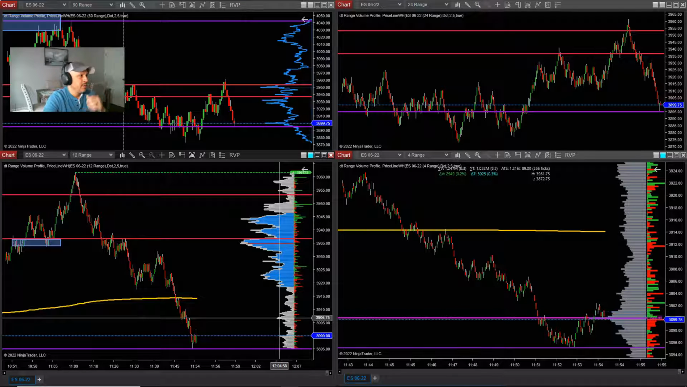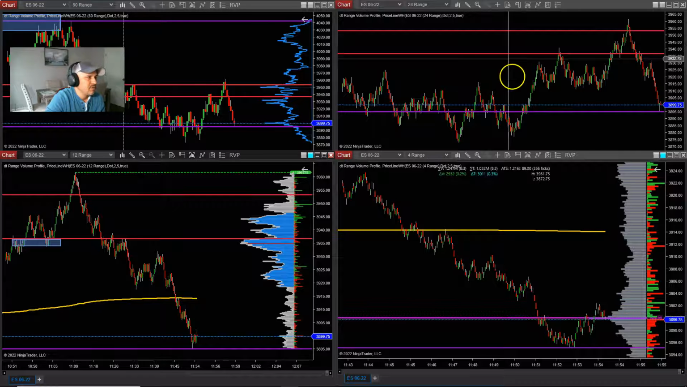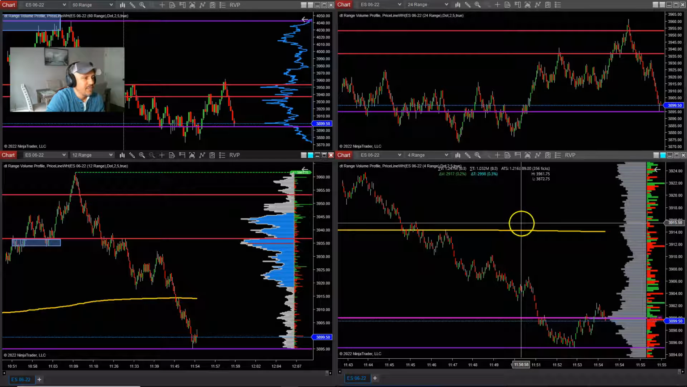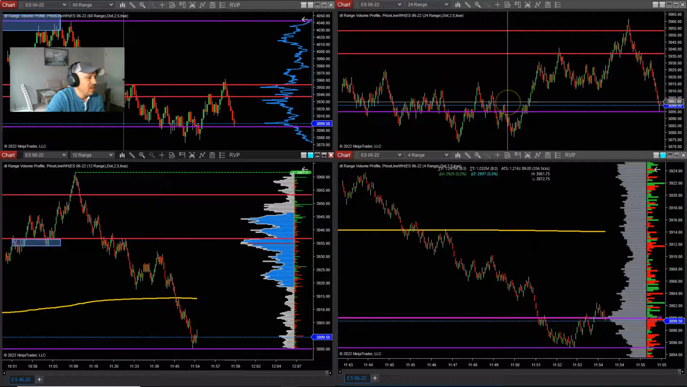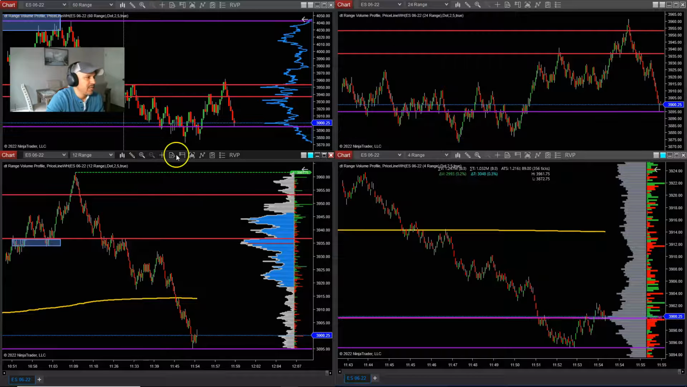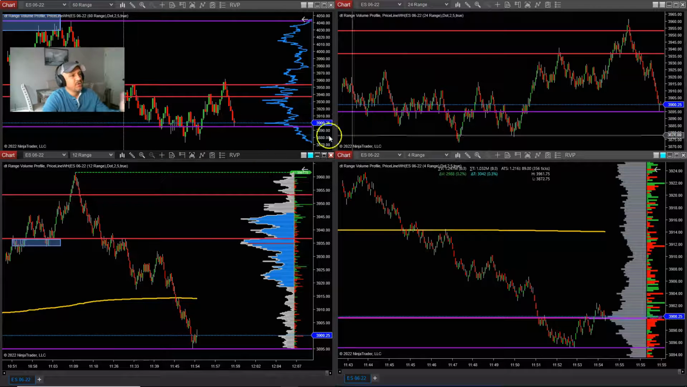I'm going to go into detail on each one of the charts, like the 60 range, the 24 range, 12 range, and the 4 range. I'm just going to show you, going into detail. We'll talk about the chart settings and what you need for each one of the charts, pretty much.